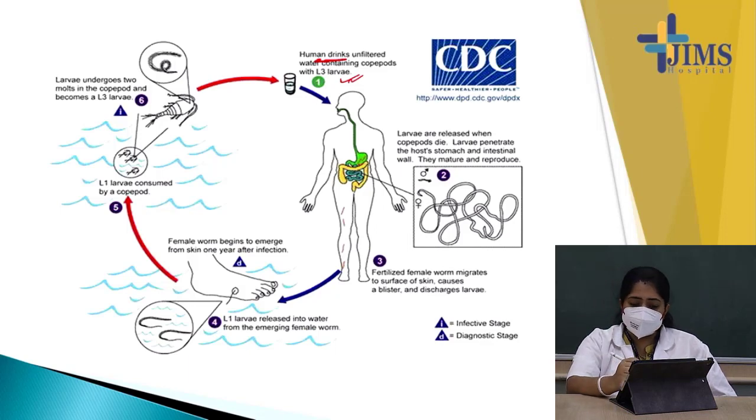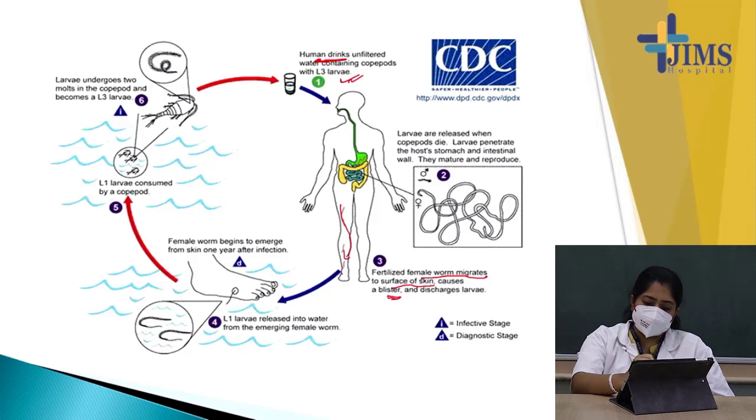and then the gravid females, they will, sorry, now this fertilized female worm, they migrate to the surface of the skin and cause blisters. They will travel to the surface of the skin and cause a blister. Now when this comes in contact with water, the larvae are released. Once the larva is released in the water, these are again taken up by the cyclops.